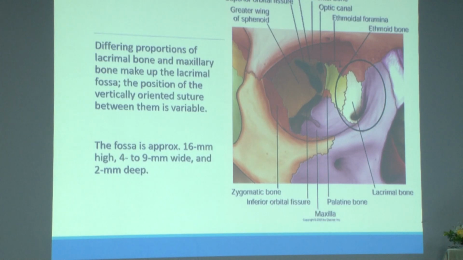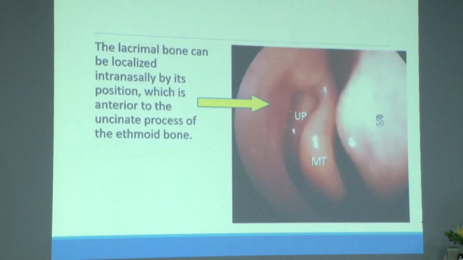Differing proportions of lacrimal bone and maxillary bone make the lacrimal fossa, and its dimension is approximately 16 mm high, 4 to 9 mm wide, and 2 mm deep. For endoscopic DCR, one should be able to localize the lacrimal bone. So intranasally, its position is anterior to the uncinate process of the ethmoid bone.